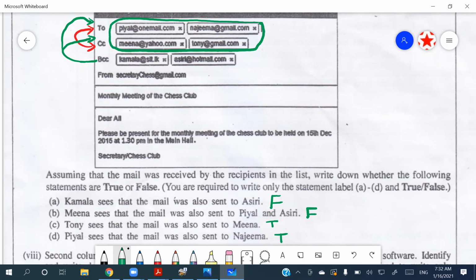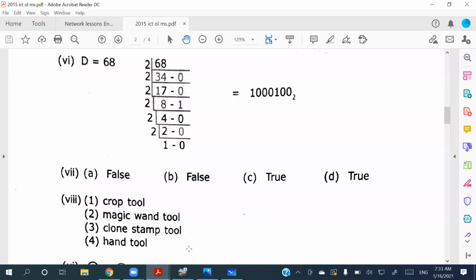Kamala can see only the people in the To and CC. Right? Every BCC recipient will be able to see the people in To and CC and themselves. They can see who it was sent to in To, and who was CC'd. That's all. Not the other BCCs if there is any. Right, so it's false, false, true, true. Yes.